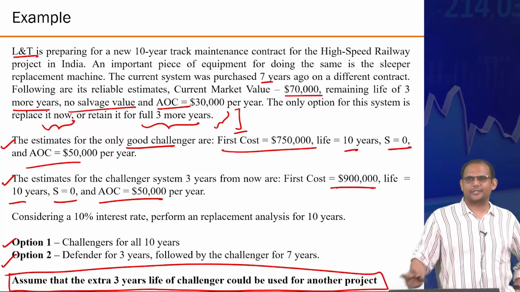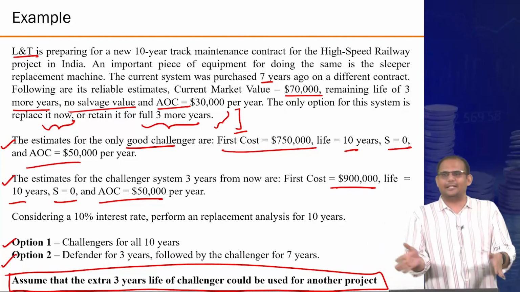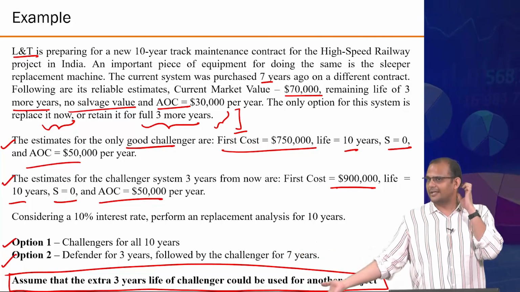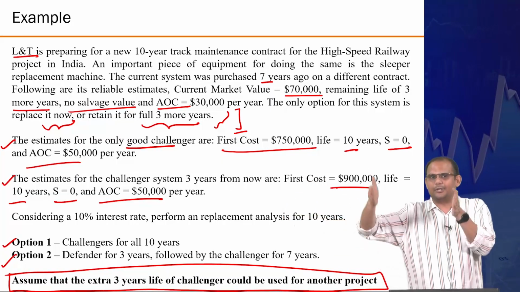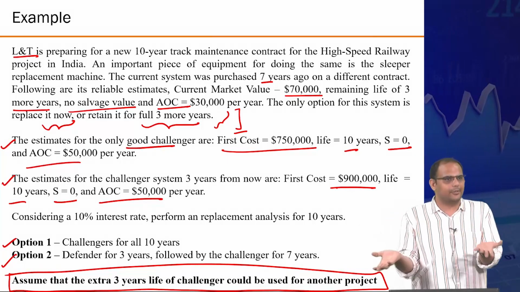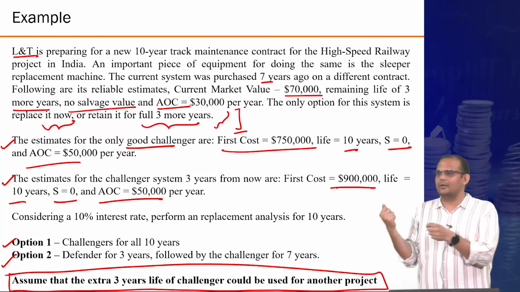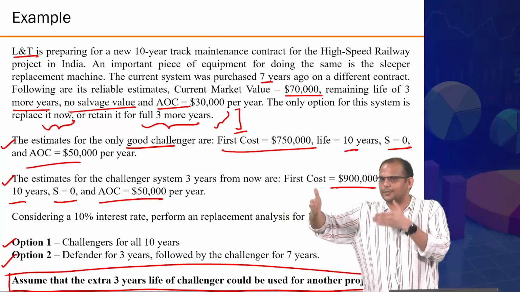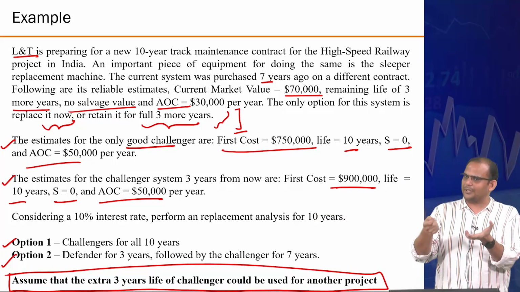Why do you think this assumption is important? Since if you assume that this machinery is not going to be useful for any other project, essentially the 10 years worth of life's money you need to put in 7 years because you are going to use it only for 7 years, right? So that makes it a little bit costlier because what you would have spent in 10 years, now you are supposed to spend only in 7 years, right? So that makes it a little bit complicated.